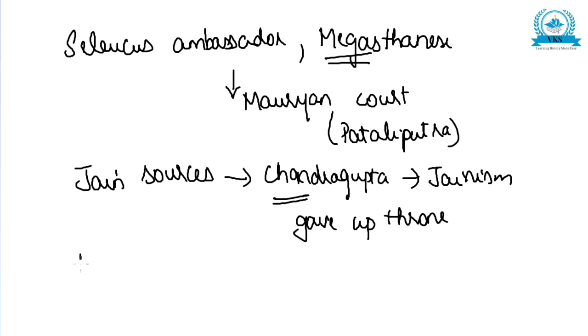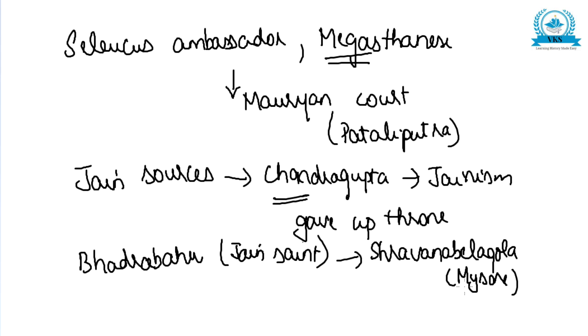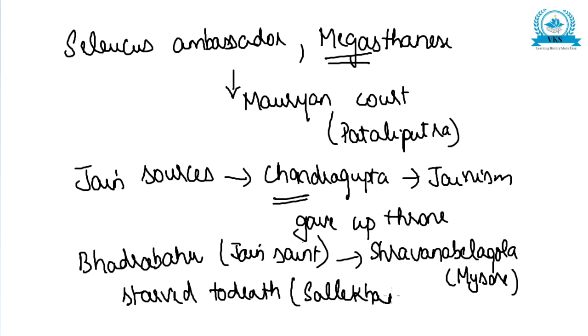And after that, he was accompanied by Bhadrabahu, who was a Jain saint, and several other monks. He is said to have gone to Shravanabelagola in Karnataka, near Mysore, where he deliberately starved himself to death in the approved Jain fashion. So finally, Chandragupta Maurya starved himself to death. That is an approved thing in Jain tradition. It is called sallekhana, and like that, Chandragupta Maurya passed away.